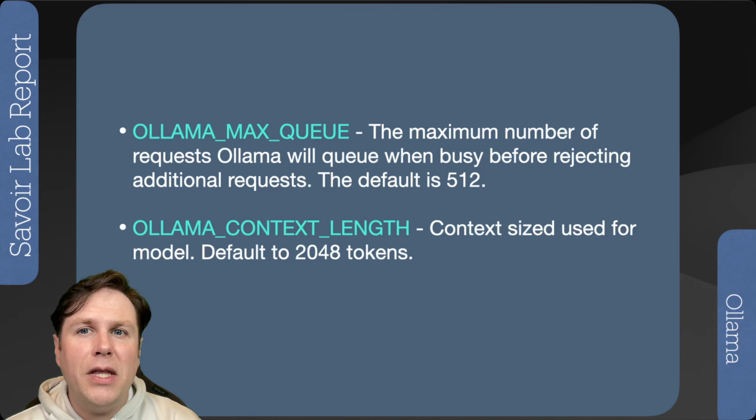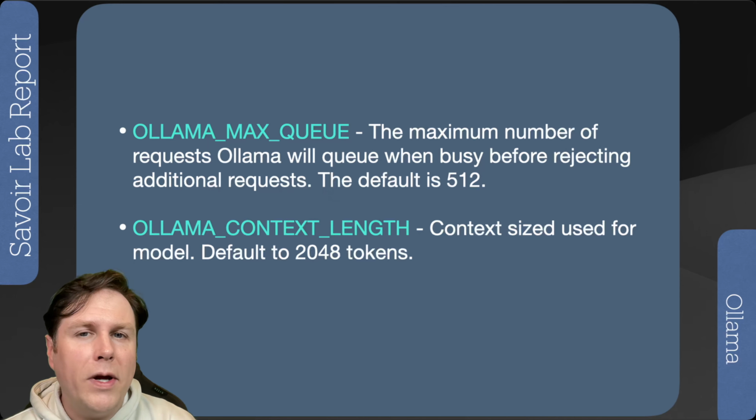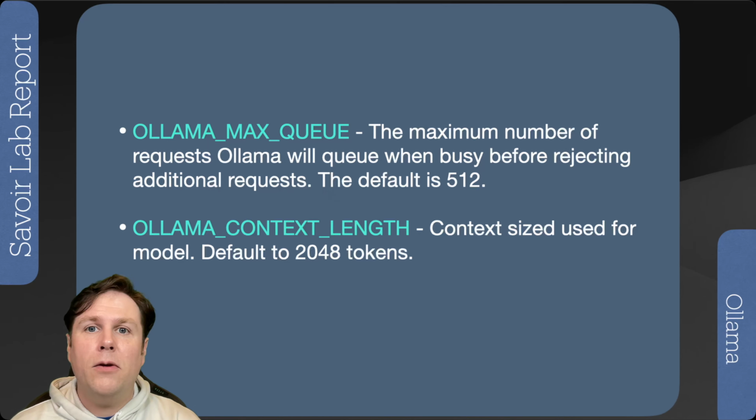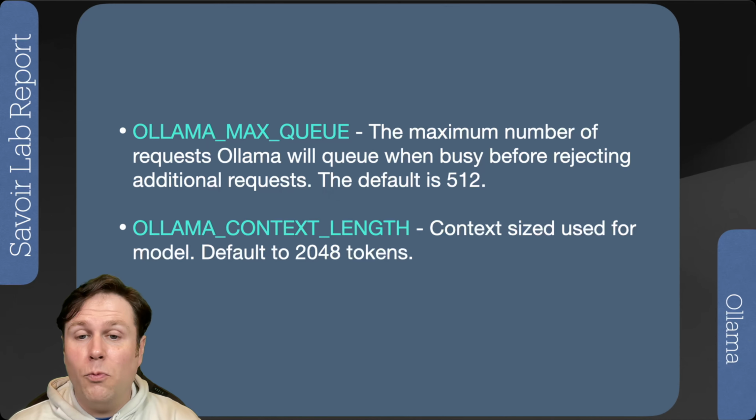You can also set up the max queue size. So what does that mean? When you send in a lot of requests to Ollama, it will start queuing those up locally and then process them as it becomes capable of doing so. So when one job completes, it'll pick up the next one off the queue.